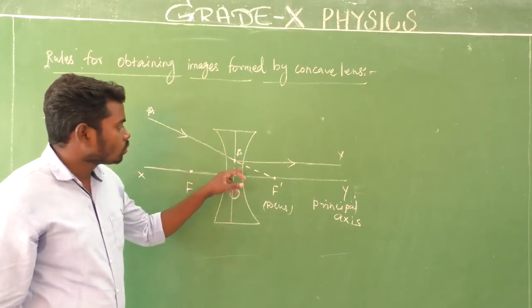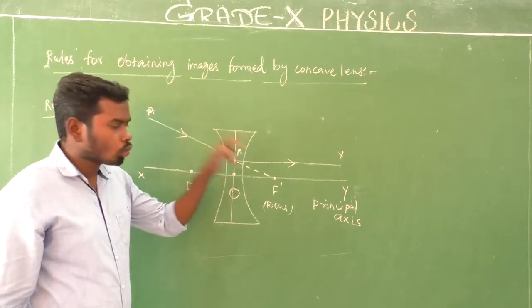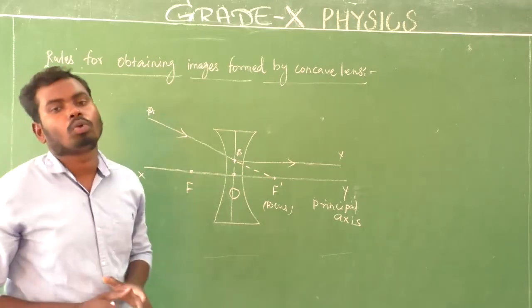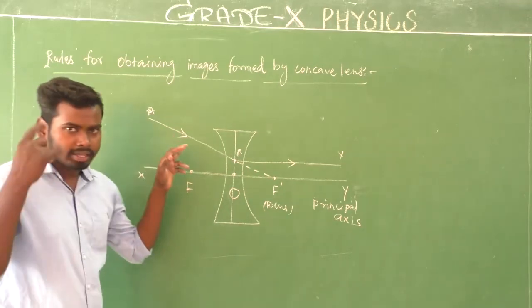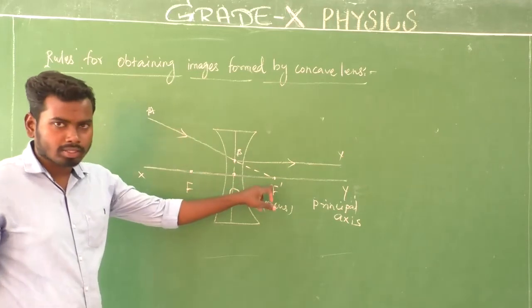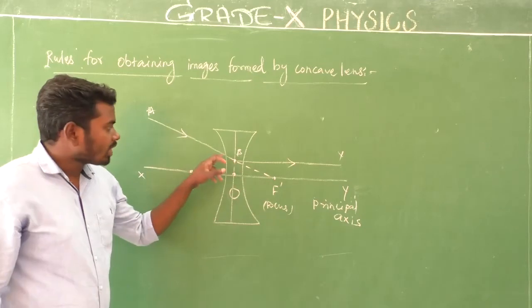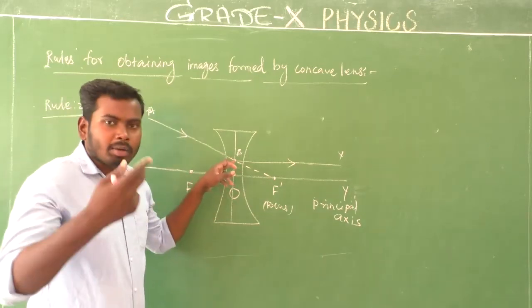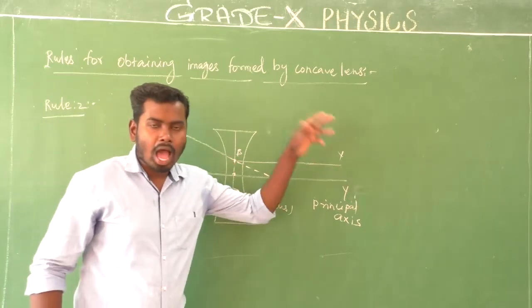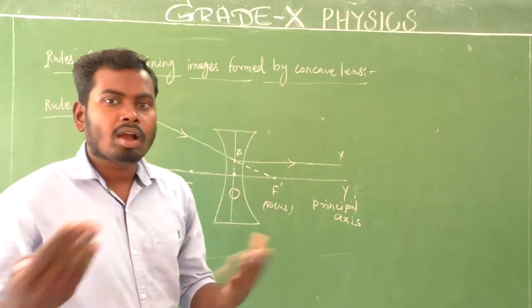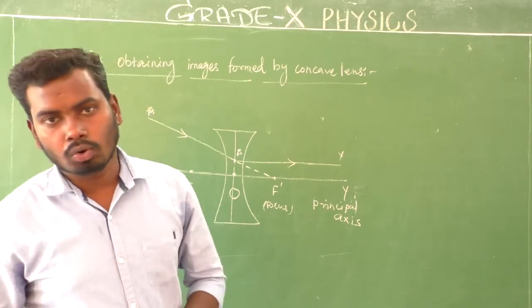But it appears to be going towards its focus. This is the second rule. Look here. A ray of light going towards its focus then becomes parallel to the principal axis after passing through it, which means after refraction through the concave lens. This is the second rule. Very simple.